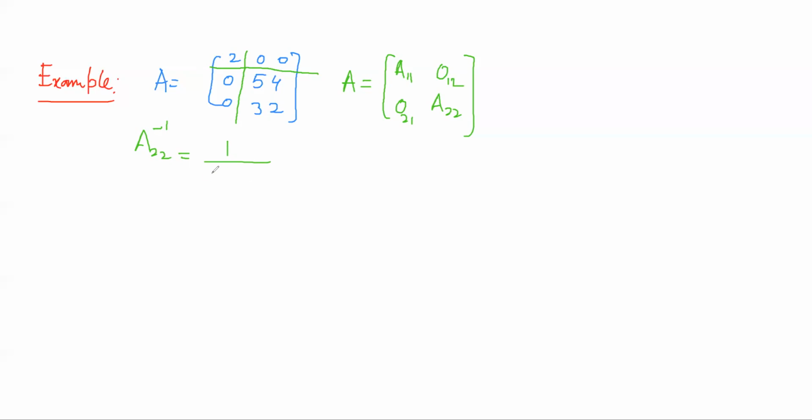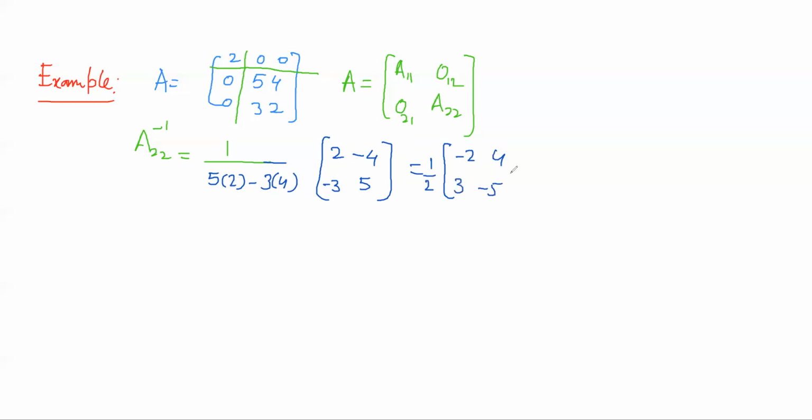So it will be 5 times 2 minus 3 times 4. And then 2 and 5 will change places. So 2 will be at the 5's place, 5 will be at the 2's place, and then 4 and 3 will change sign. Okay, so in this case, what we will get is 5 times 2 is 10, 10 minus 12 is minus 2. So it will be minus 2, 1 over 2. Okay, it will be 1 over 2, minus 2, 4, 3, minus 5.